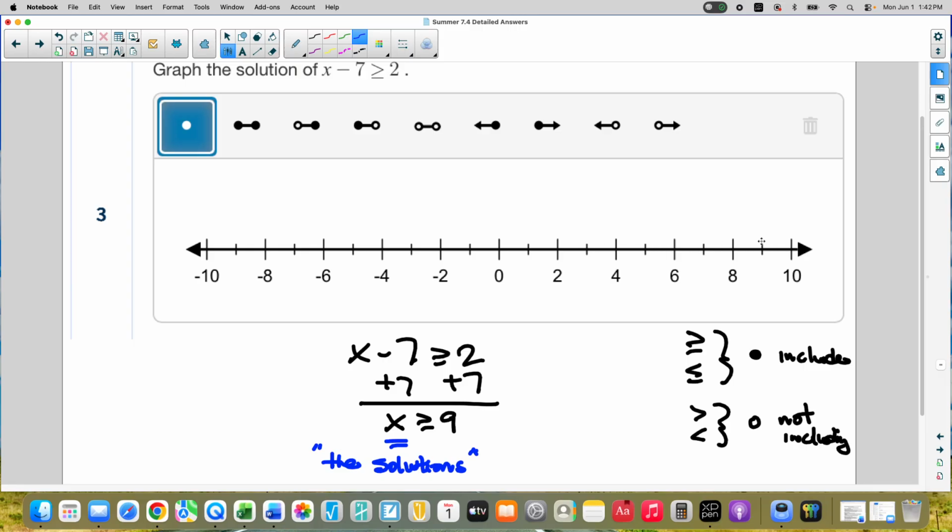So I find my 9, this is where 9 is, and I'm going to include my boundary. So I'm going to have a closed circle, and it's going to be greater than, and we're going to push it to the right. So we're going to do it there.